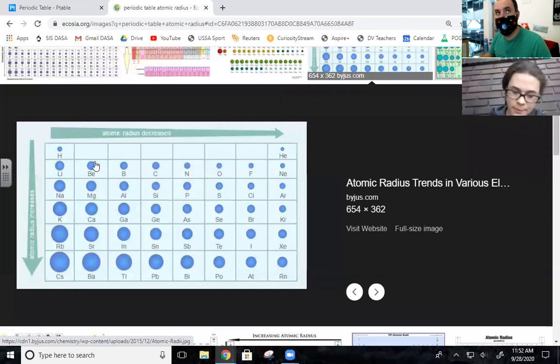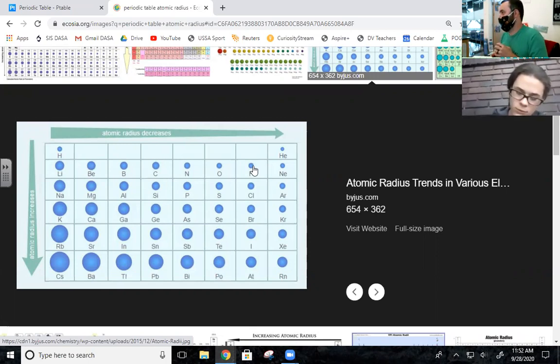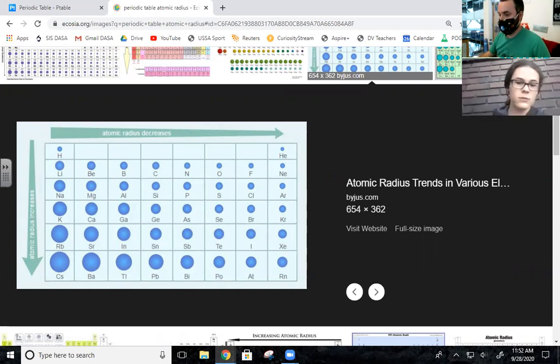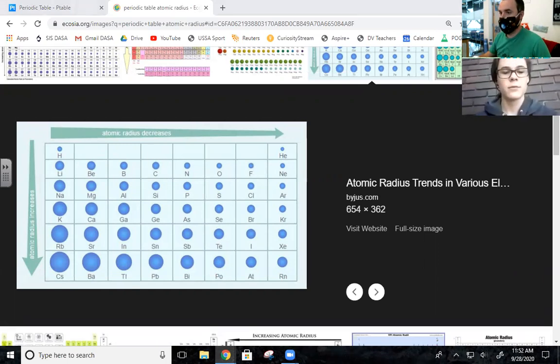Okay, beryllium has a larger atomic radius than fluorine, because the atomic nucleus is pulling in on the electrons more strongly in that outer valence shell. Okay? Questions on atomic radius and what that has to do with everything?